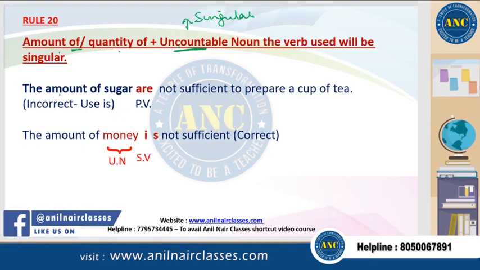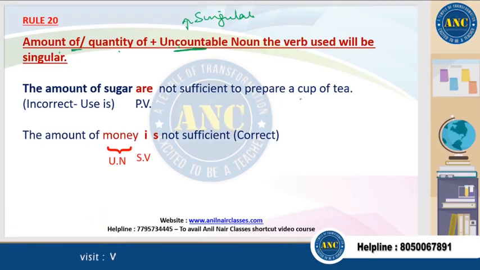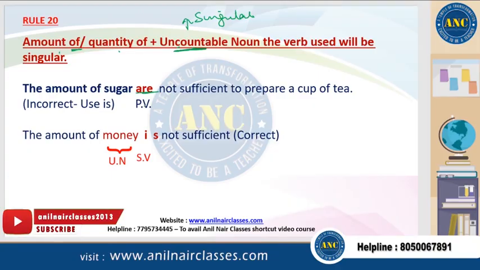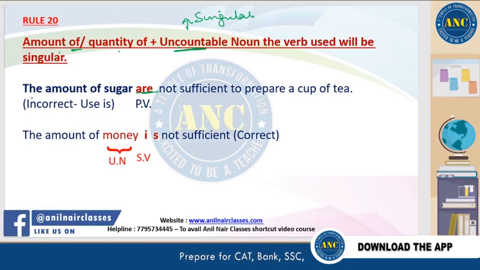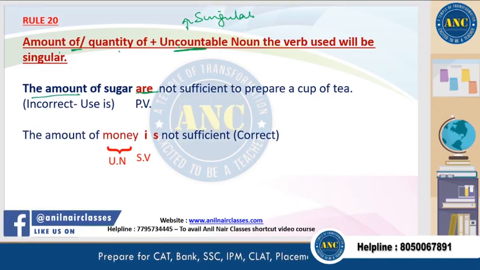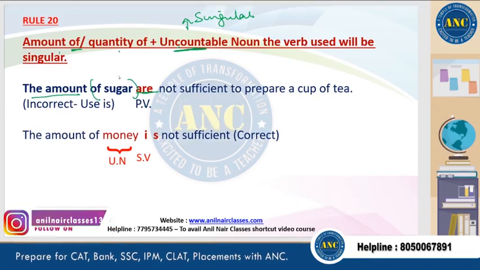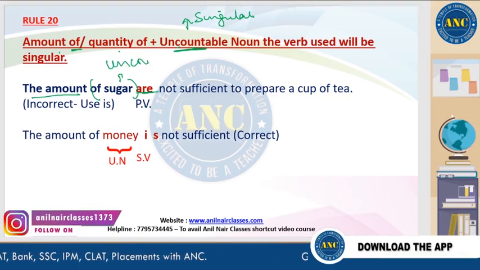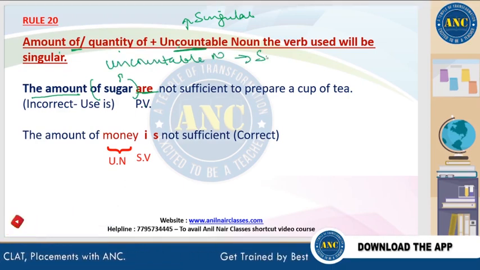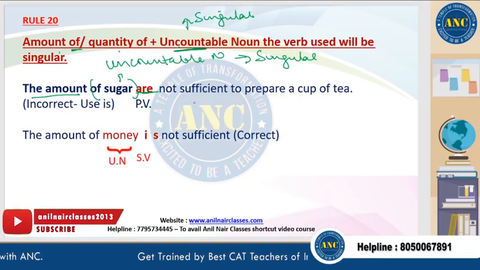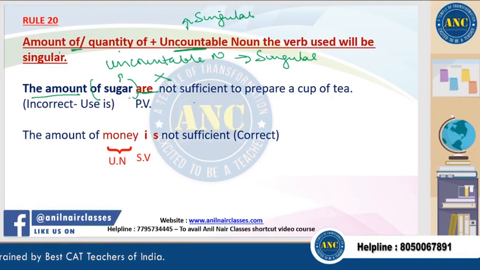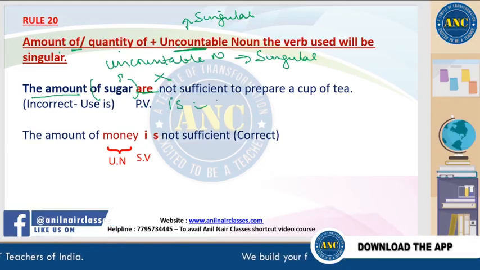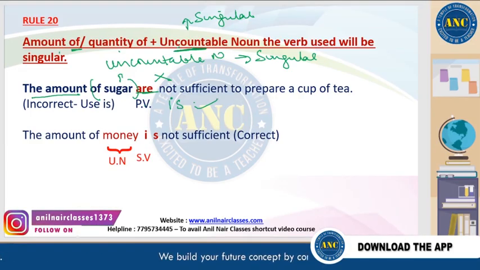See the example. The amount of sugar are not sufficient to prepare a cup of tea. So here are is the plural form of the verb. So what are not sufficient? The amount of sugar. So the amount is the subject over here. Immediately after that we have of sugar. Sugar is your uncountable noun. So if sugar is uncountable, we know it's always singular. So we will use the singular form of the verb. So that is why are is wrong. So it has to be: the amount of sugar is not sufficient to prepare a cup of tea.